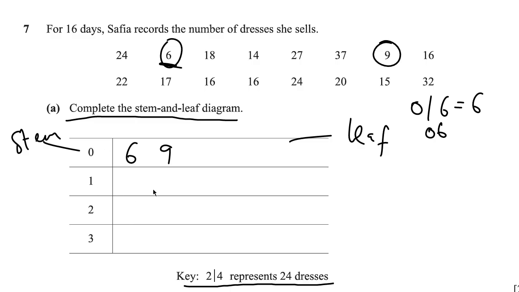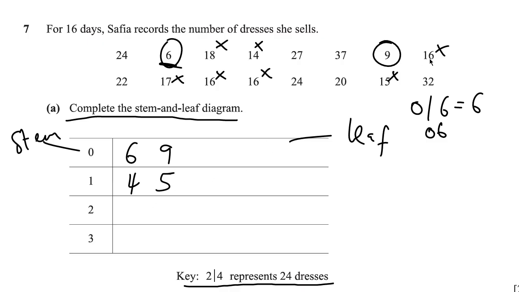We look at values that start with 1. We could use maybe a cross to represent those that start with 1. We could see 18, 14, 16, 17, another 16, another 16, then a 15. So we start from the smallest, in this case 14. The stem is 1, the leaf is 4. The next in line is 15. The stem is 1, the leaf is 5.